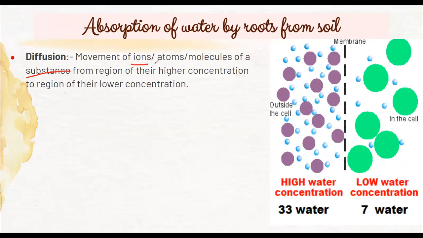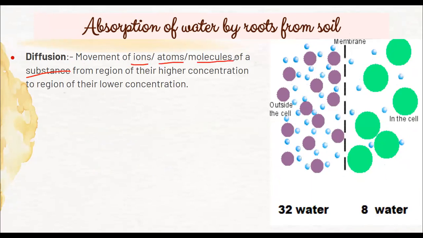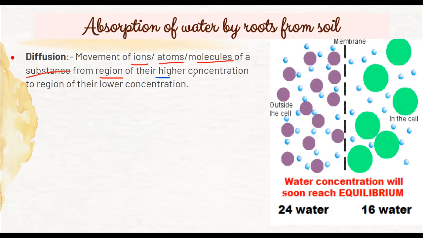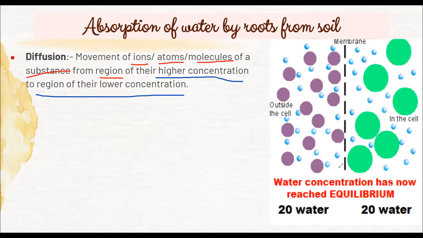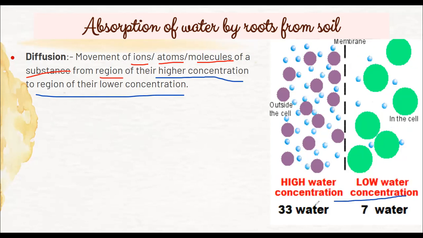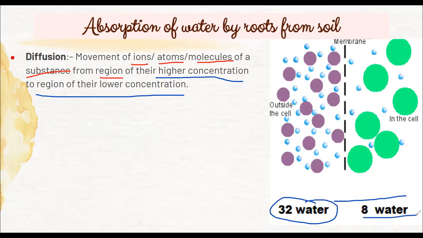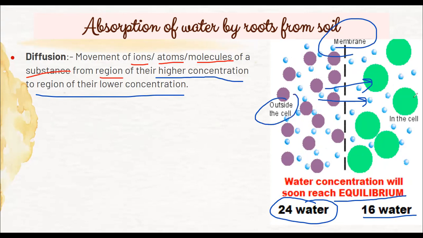It can be movement of ions, atoms or molecules of any substance from a region of, this is very, very important, higher concentration to lower concentration, till it reaches equality, till it reaches equilibrium. Let's say you begin with high water concentration, 33 water molecules, and here only 7 water molecules. Now what will happen? Water molecules are moving. Can you see? This is the membrane. Let's say this is the outside of the cell, this is the inside of the cell.